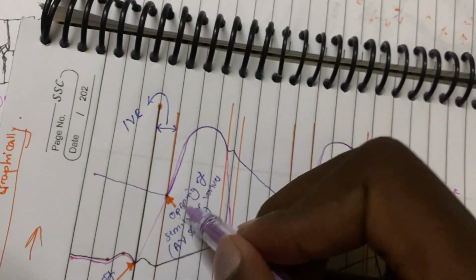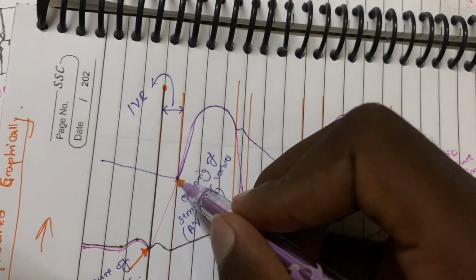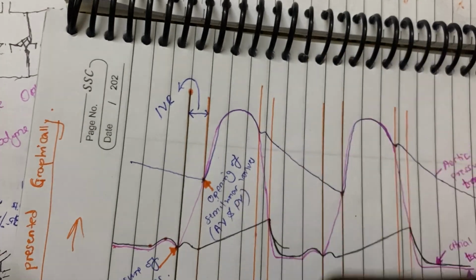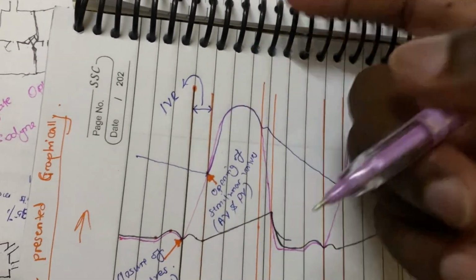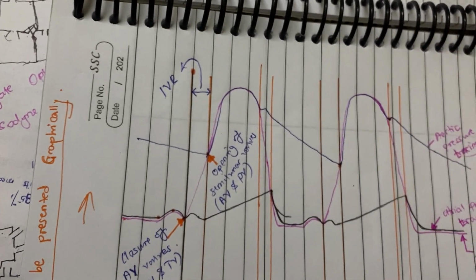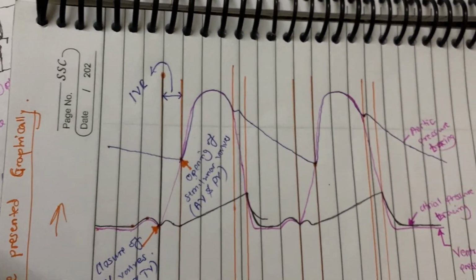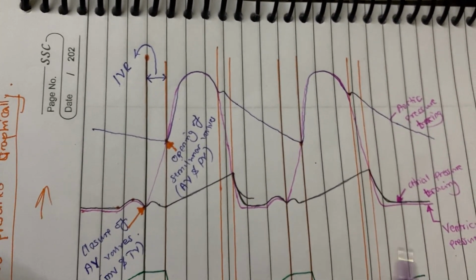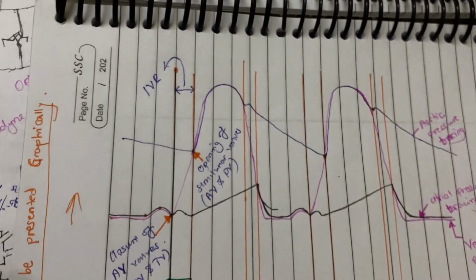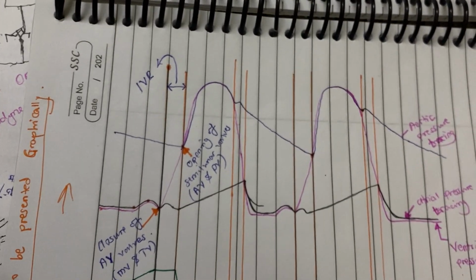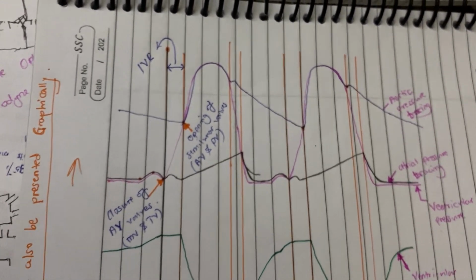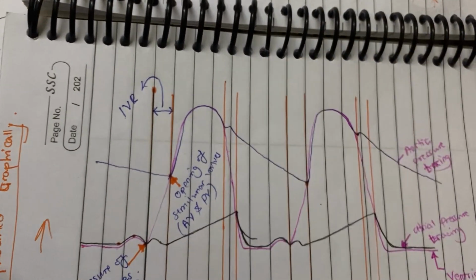Now, when the aortic valve opens, what happens? Blood will try to go into the aorta and pulmonary artery. But I'm not focusing more on the volume part. Volume is not so important for now. Pressure is more important. It's important, but not much. I'm not focusing on it.